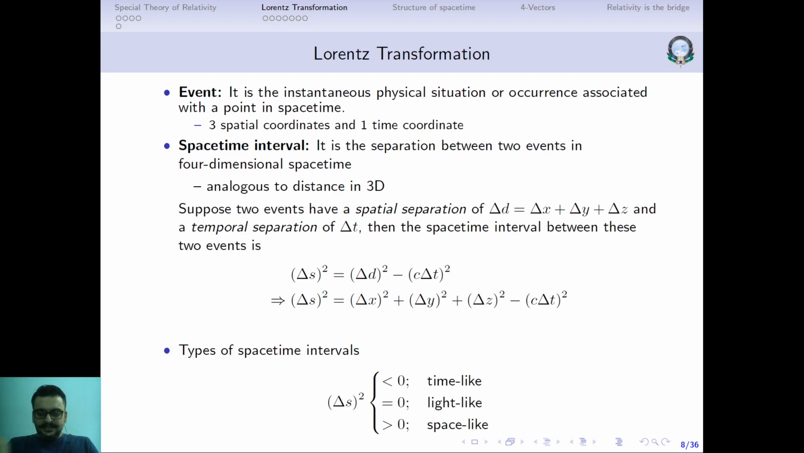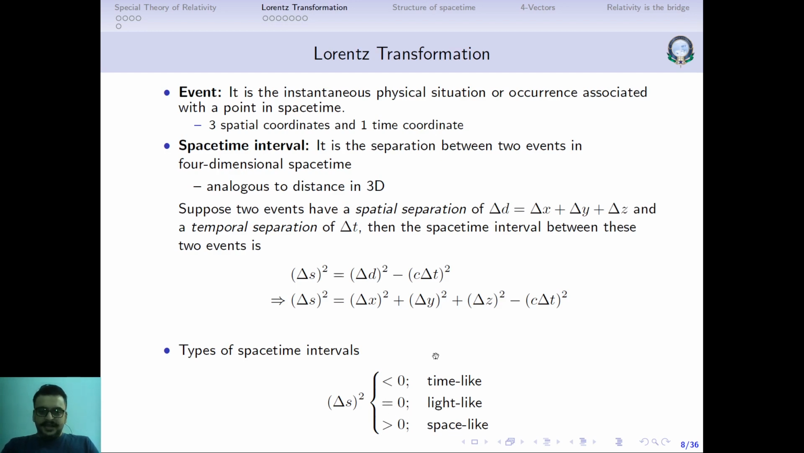The instant of time when you placed it on the table and the instant of time when you lifted it from the table, these are two different events, right? They both take place at the same position. So in that case, delta D will be 0. If delta D is 0, then delta S square will be minus C delta T square. It will be negative. That means it depends only on the change in time. So that's why it's called time-like. In a similar way, the other way around, we call it space-like.